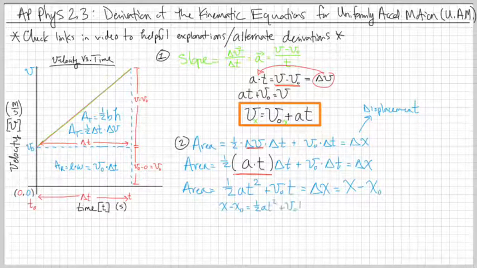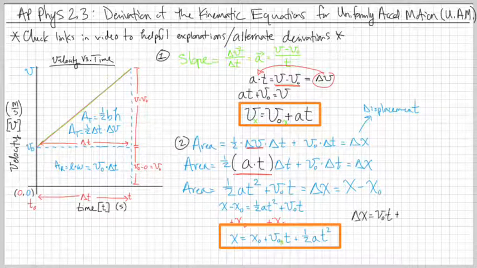Delta x is also written as x minus x naught, so add x naught to both sides, and there you go. The boxed orange equation is what you see on your AP equations sheet. Be mindful that delta x is a displacement vector. It could be positive or negative.